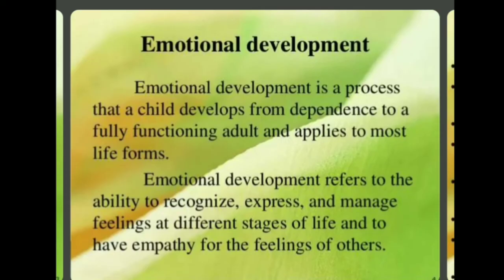Now, emotional development. Emotional development is a process by which a child develops from dependence to a fully functioning adult. Emotional development refers to the ability to recognize, express, and manage feelings at different stages of life, and to have empathy for the feelings of others. So, emotional development means when you can feel for others, when something has happened to someone else and you can feel his pain or joy, then we say that you have emotionally developed. We also say that you have emotionally developed when you can control your emotions.